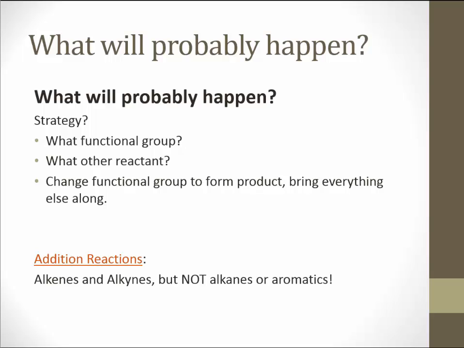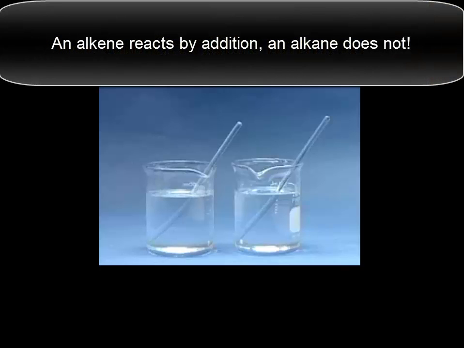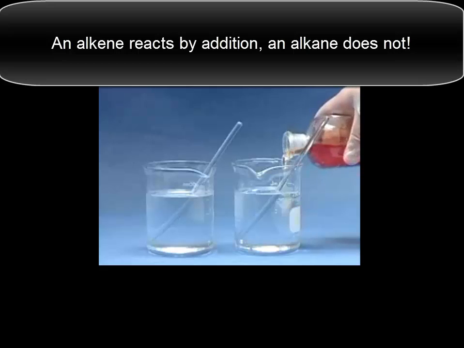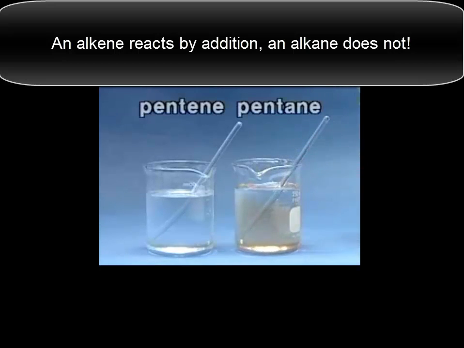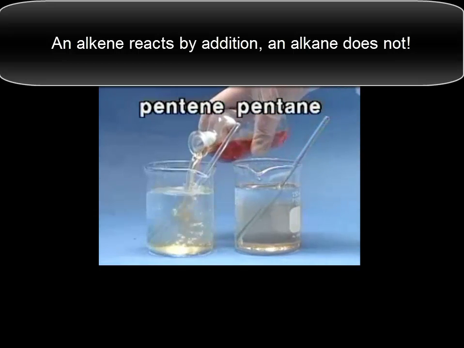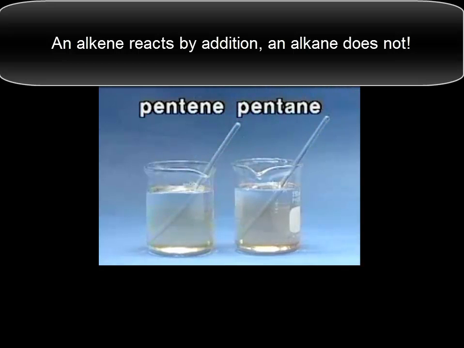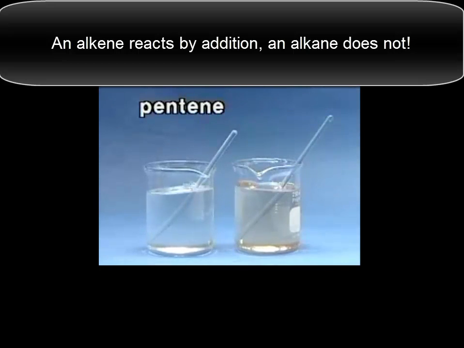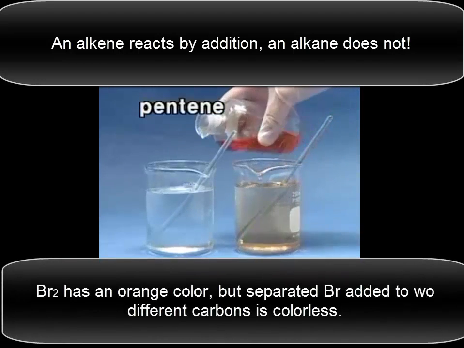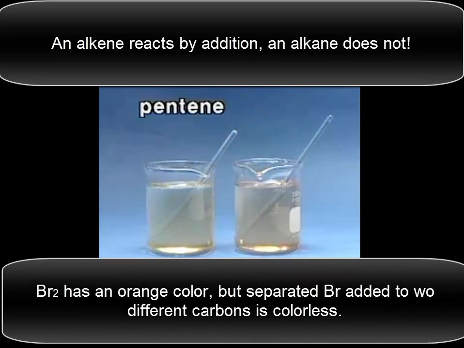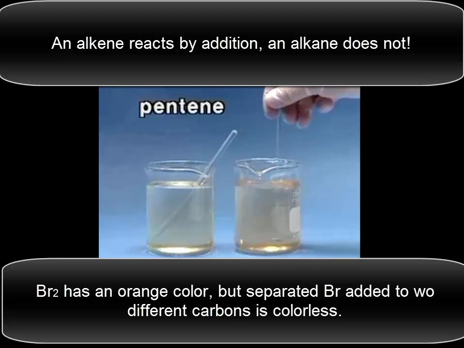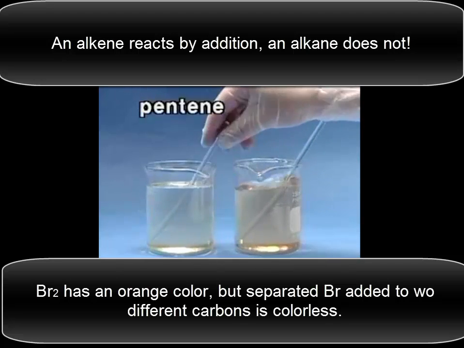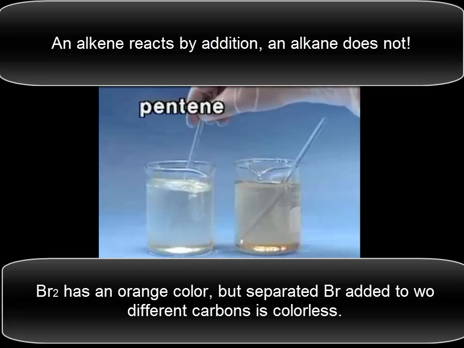We're going to take a look at addition reactions. Bromine, dissolved in carbon tetrachloride, is added to pentane and pentene. The pentane does not react with the bromine, and the solution stays orange. In pentene, bromine adds across the double bond to produce 1,2-dibromopentane, which is colorless.